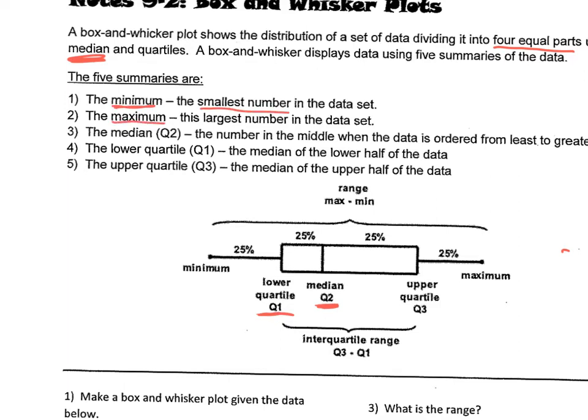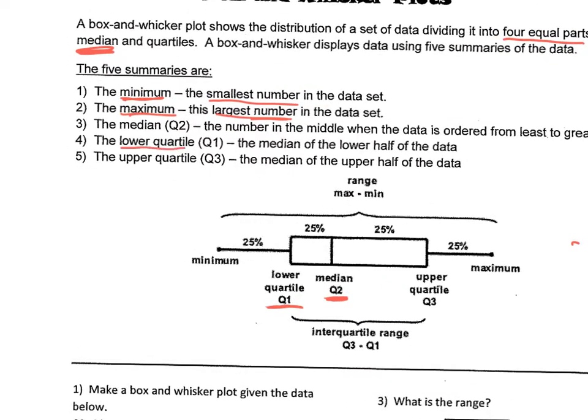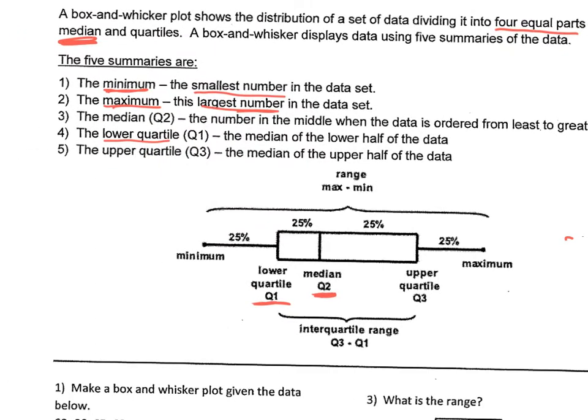The maximum, that's your biggest number in the set. Then number 3, that's your median. So the exact middle number. Median, the number in the middle, and then the lower quartile is the median of the lower half of the data. So from the smallest number to your median is your lower quartile. The upper is your median to the biggest number.